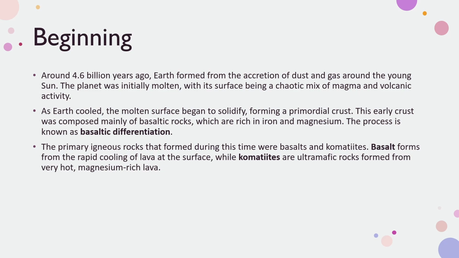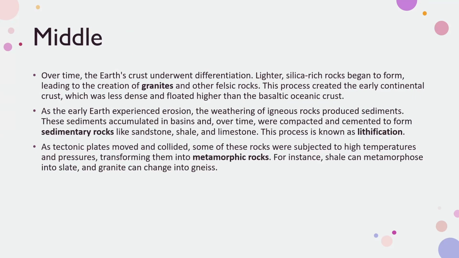The primary igneous rocks that formed during this time were basalt and komatiites. Basalt forms from the rapid cooling of lava at the surface, while komatiites were ultramafic rocks formed from the very hot, magnesium-rich lava. Over time, the Earth's crust underwent differentiation. Lighter silica-rich rocks began to form, leading to the creation of granites and other felsic rocks. This process created the early continental crust, which was less dense and floated higher than a basaltic oceanic crust.